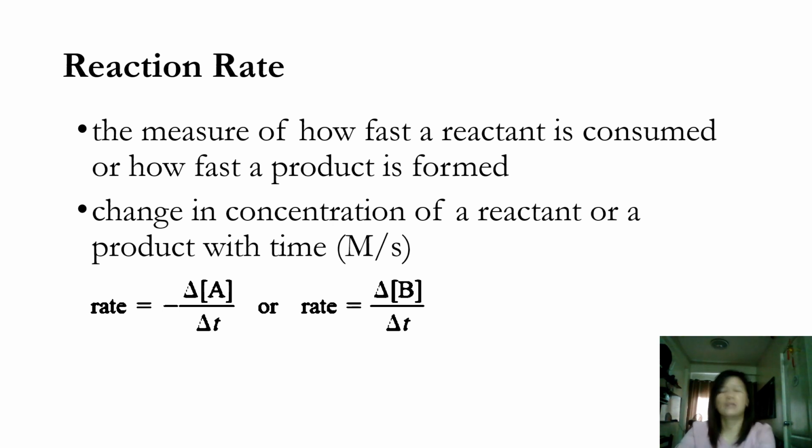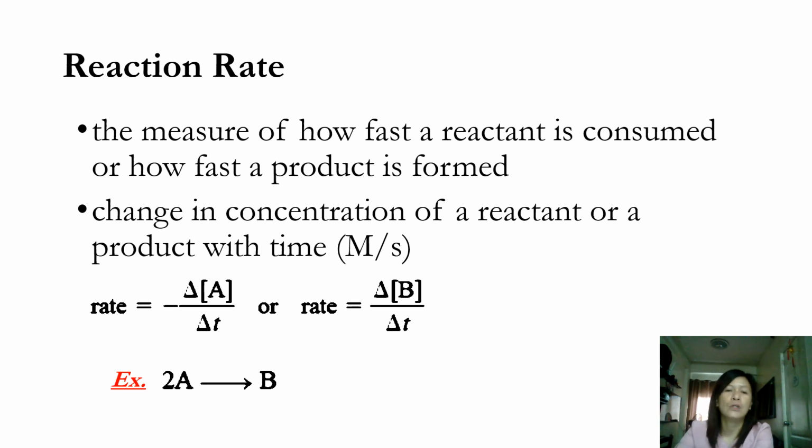For the product represented by capital B, the reaction rate for the product is represented as delta B, or change in the concentration of the product over change in time. This is positive because product is always being formed. So we expect the concentration, the amount, to increase over time. As reactant is being consumed, product is being formed. So it's always negative for the reactant and positive rate for the product.